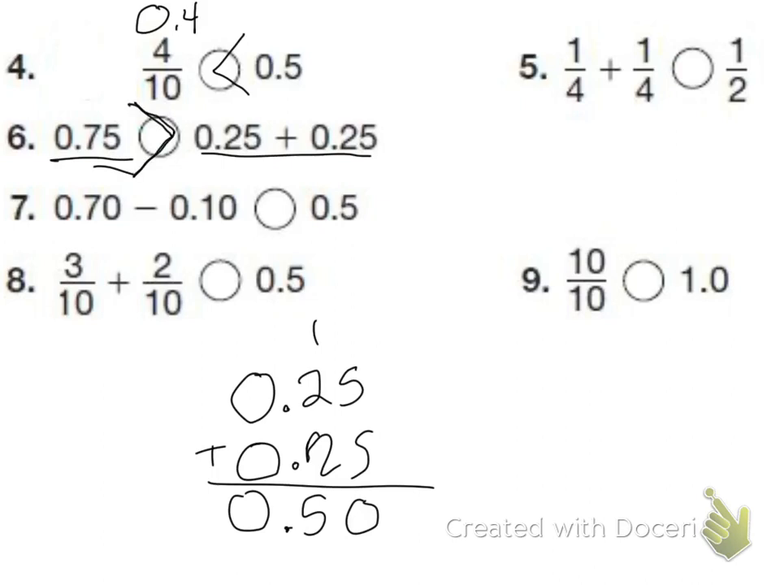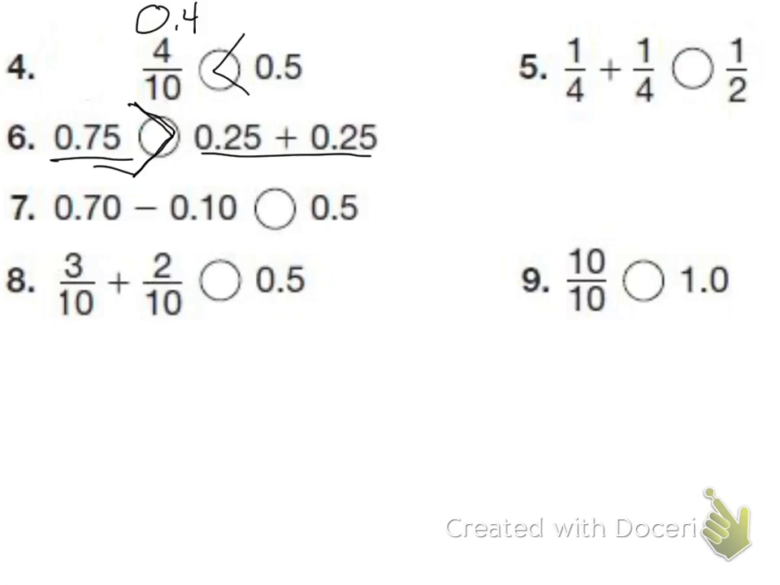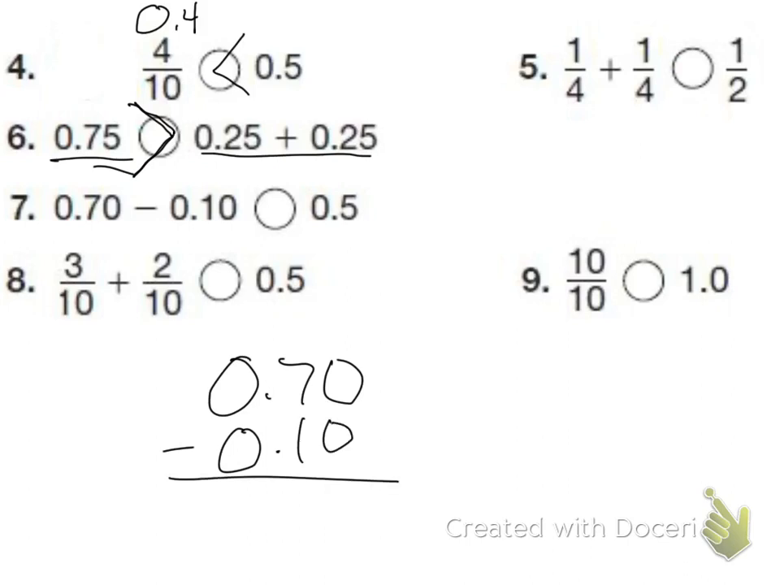For 7, we have 0.70 minus 0.10. So we'll go ahead and subtract that. We get 0.6. So the 6 is bigger than the 5, so this is going to be greater than, because 0.6 is greater than 0.5.